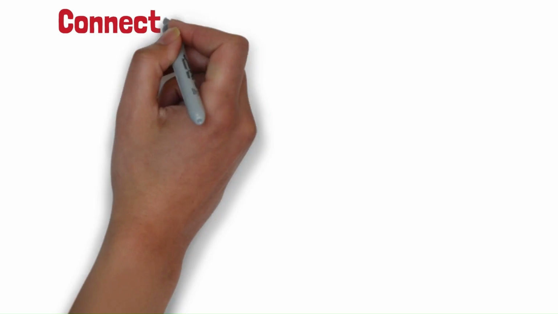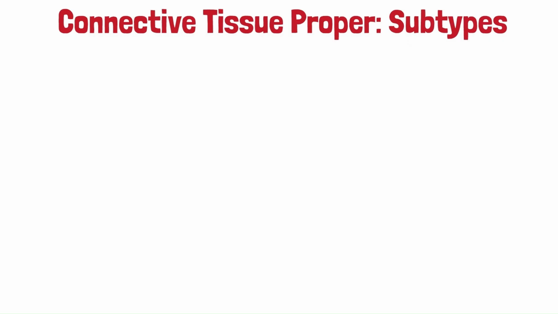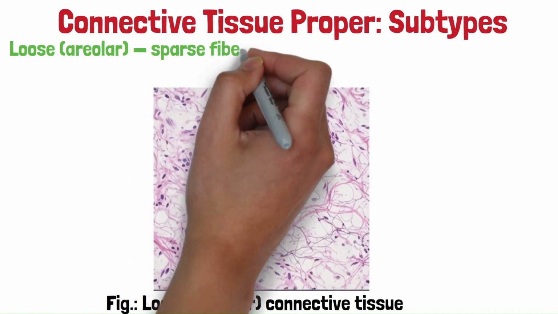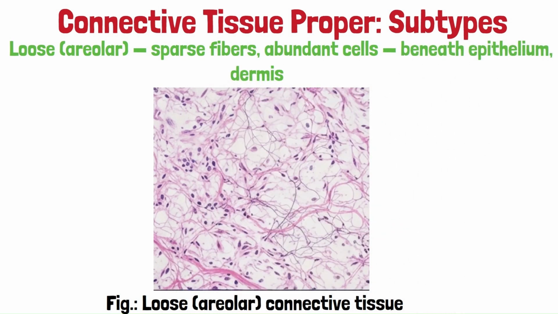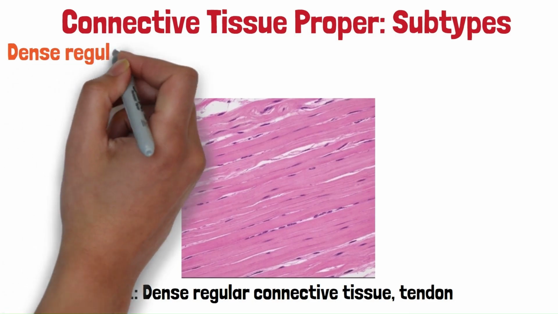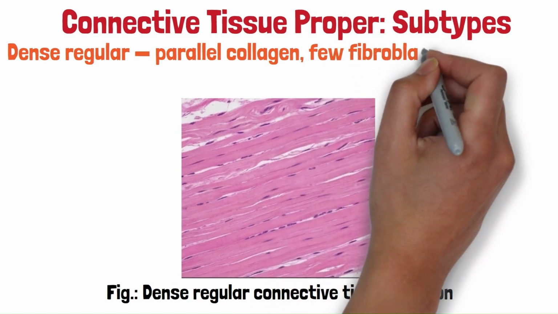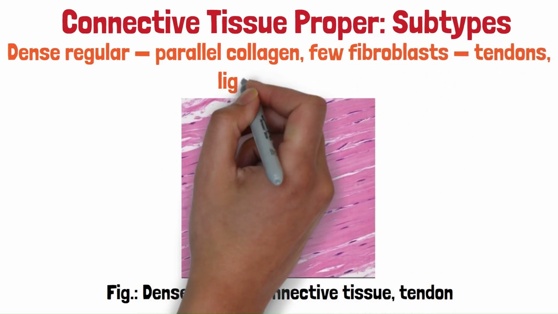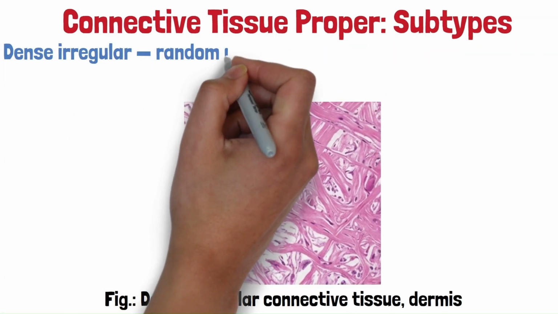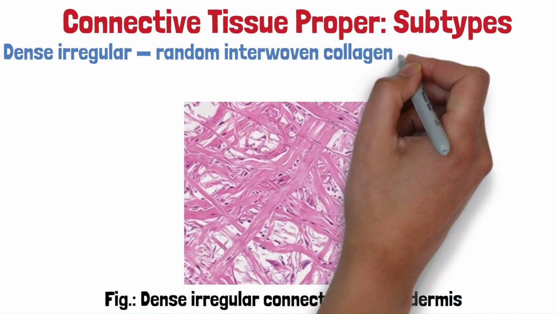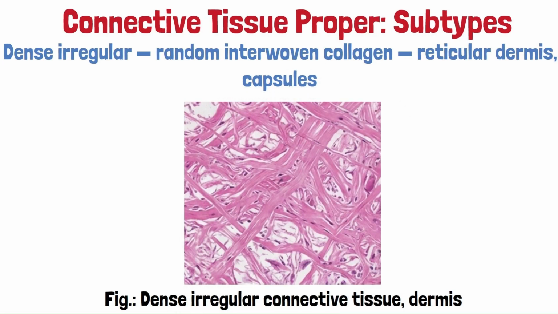There are 8 subtypes of connective tissue proper, and each one is defined by how its fibers are arranged. Loose or areolar tissue has sparse fibers and lots of cells. You'll find it right beneath epithelium and around vessels and nerves. Dense regular tissue is the opposite, tightly packed, parallel collagen bundles with very few fibroblasts, built for pulling in one direction. That's tendons and ligaments. Dense irregular tissue has that same collagen, but woven randomly, so it resists stress from multiple directions. Think the reticular layer of the dermis, or an organ capsule.